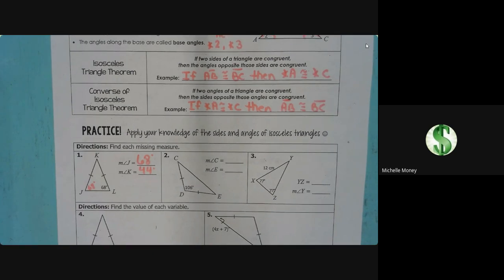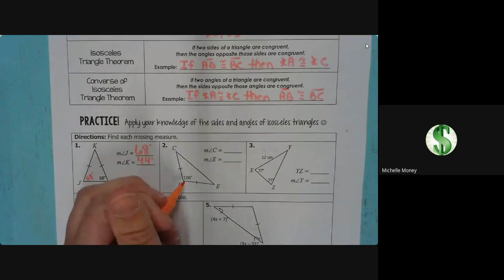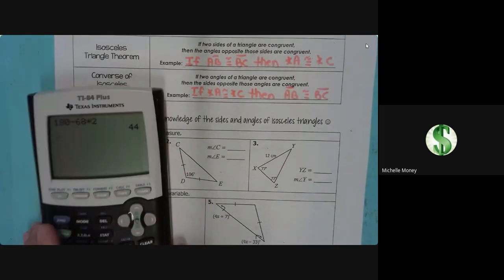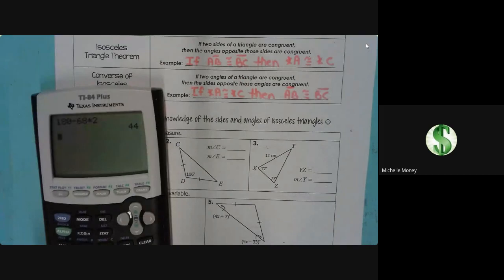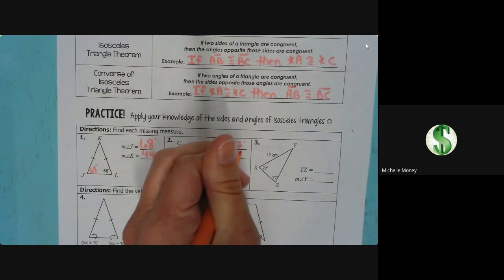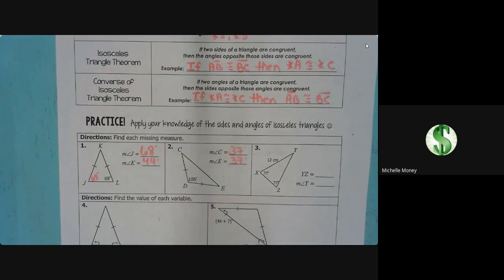Yep. Okay, so for number 2, it gives us the vertex angle. We need to find the base angles. Easiest way to do that would be 180 minus 106. That's going to be 74. And then we divide 74 by 2. Good job. So it's just thinking, not hard math, just thinking.